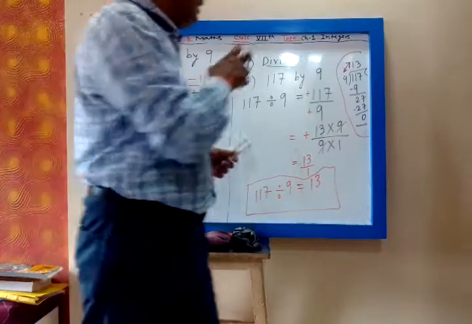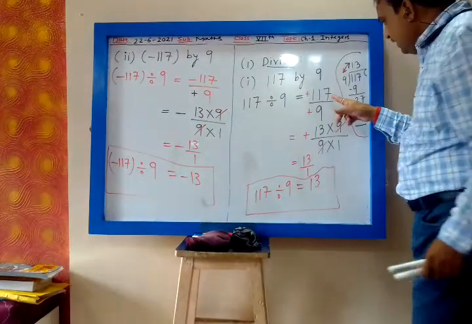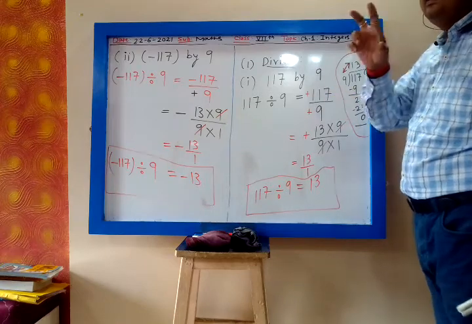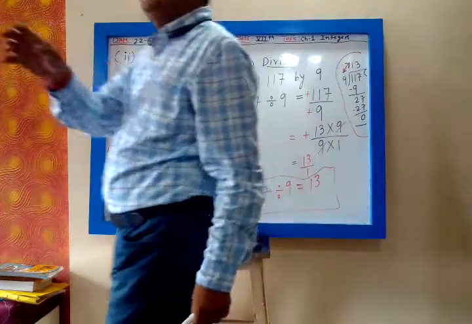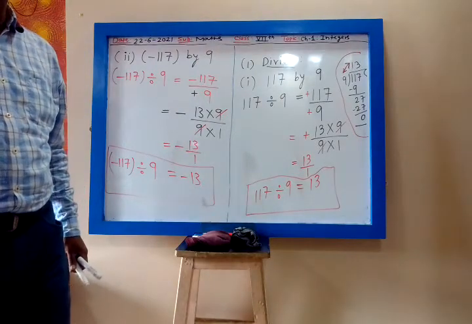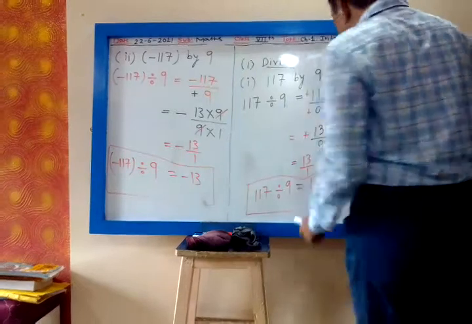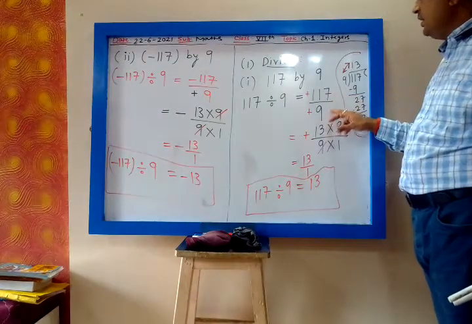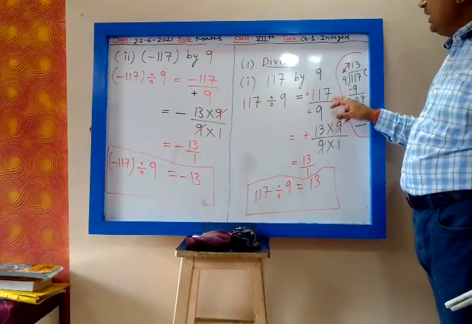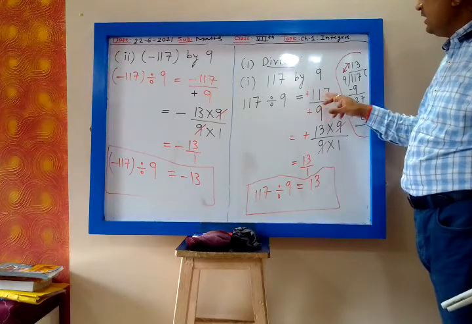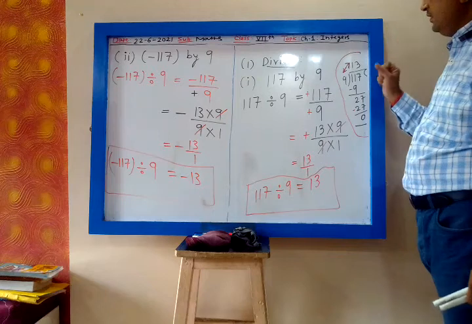Yes, my dear, again I am repeating. 117 divided by 9. Whenever there is a division, you have to cancel the common term of numerator and denominator. This is the first work. Whenever there is division, numerator upon denominator, you have to cancel the common term. So 117 I can write as 9 into 13.